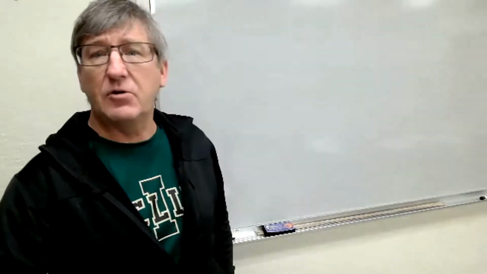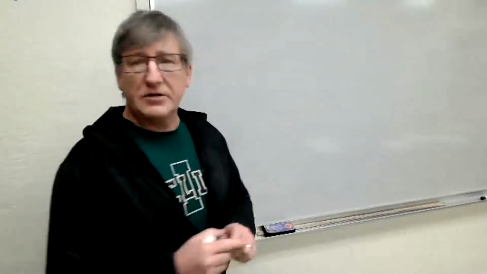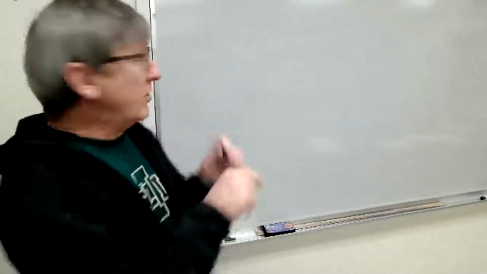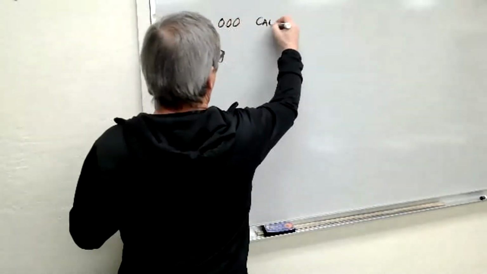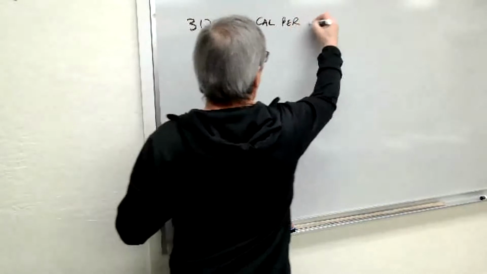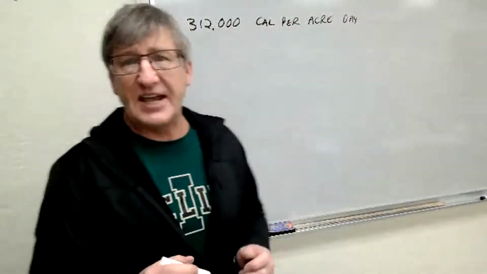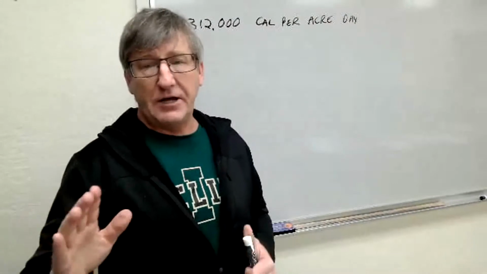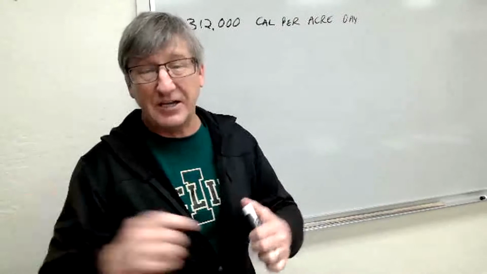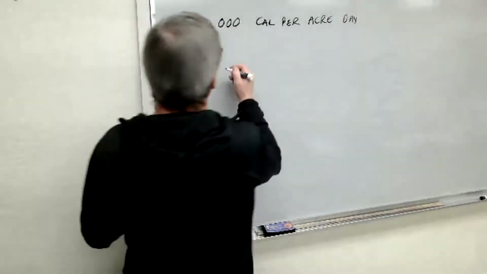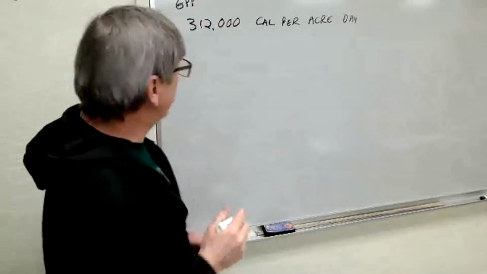The first one said the grasslands have a productivity of 312,000 calories per acre, calories per acre per day. Now, it didn't say on there, but it would have been better if it had said whether that was gross productivity or net productivity. But we're going to assume that that was gross primary productivity, GPP.